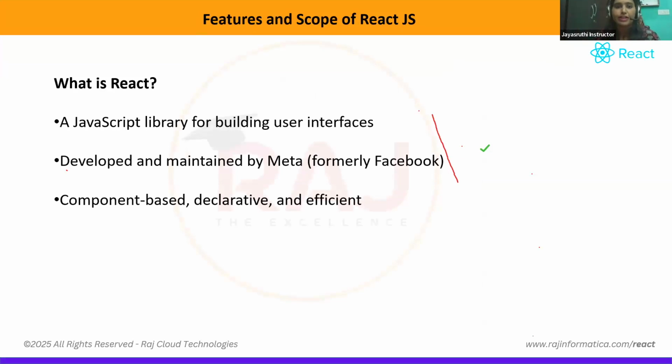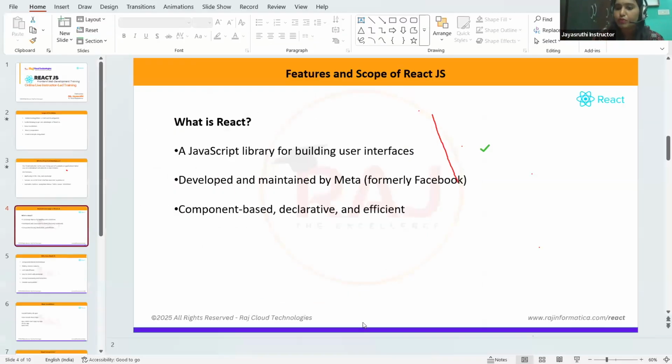Now let's discuss React.js. I told you that React.js is a library used for building user interfaces. Obviously, by the name itself, it is built on top of JavaScript. It was actually developed by Facebook. Earlier we called it Facebook, now it is Meta. There are a lot of features and scope for React.js. I'll take you through the very important ones now.